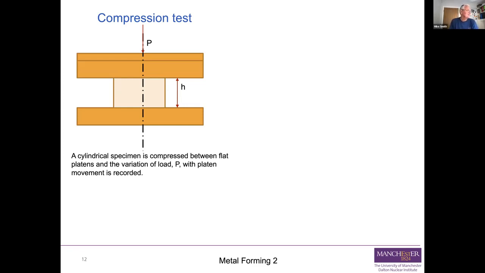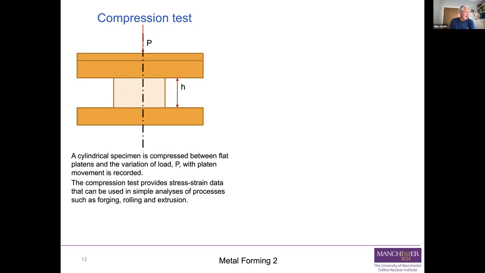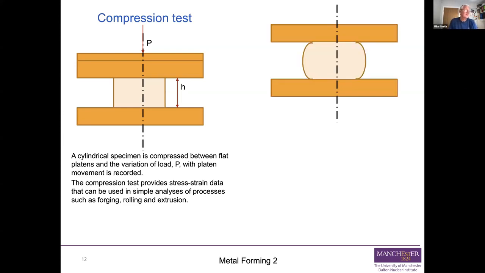So this says what I've just said: a cylindrical specimen compressed between flat platens, and you watch the load displacement response. That provides data that's actually relevant to processes like forging, rolling, and extrusion, where you're basically putting compressive stresses into bulk material, which is what you're doing here. Now, it isn't quite as simple as it first looks because of friction.